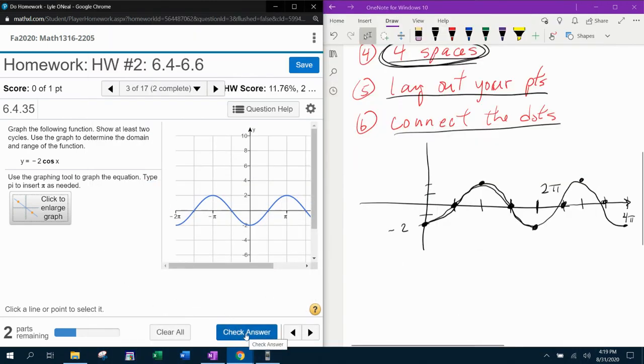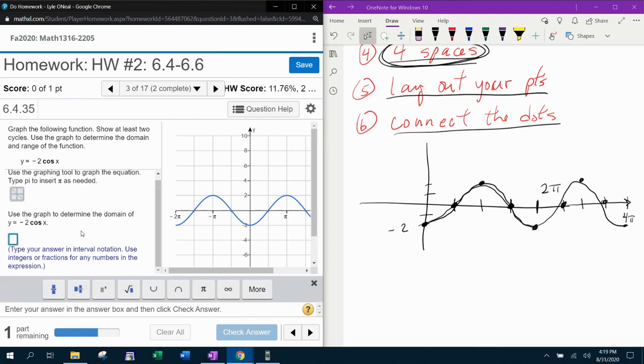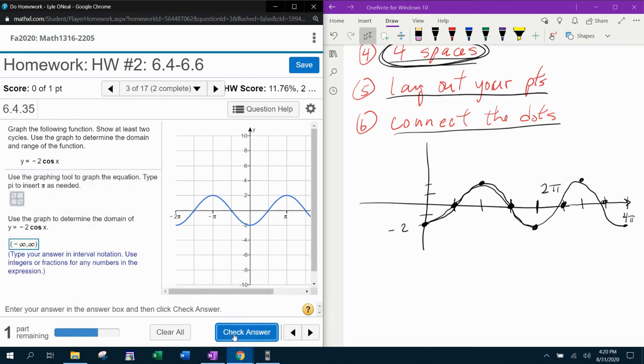Let's see now if I'm right, okay? Check. And then don't forget that it wants us to also determine the domain and range. Now, the domain of a sinusoidal function is all real numbers. And that's because this wave will continue to go infinitely far in both directions, left and right. So we're going to input in interval notation, negative infinity to infinity. That's the way you say all real numbers in interval notation.